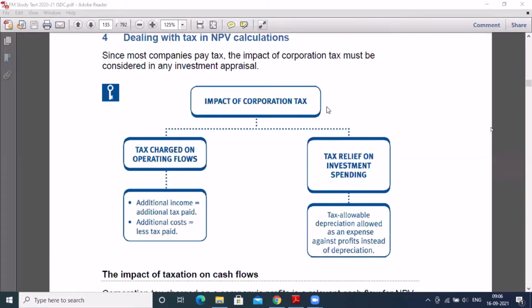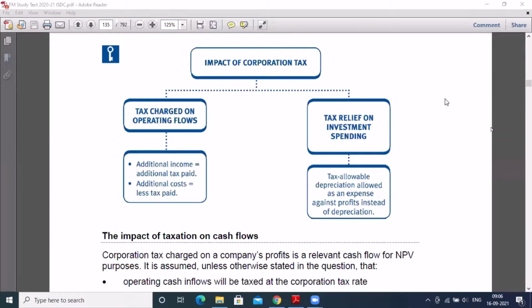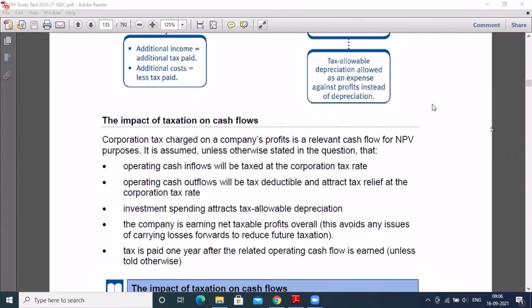Now, in the same way, let's focus on tax relief on investment spending. What is this tax relief? How this particular tax relief will affect the net present value, nothing but investment appraisal. Generally, here you see tax allowable depreciation is allowed as an expense against the profits instead of the depreciation. Very, very important point. Tax allowable depreciation allowed as an expense. It means whatever depreciation can be claimed from the tax authorities can be considered as a tax relief. We'll have a clear understanding on this.